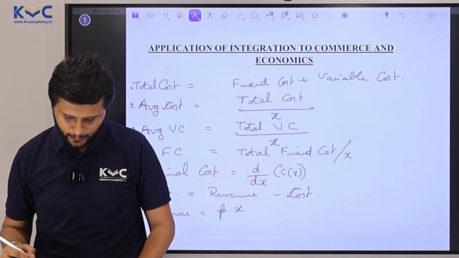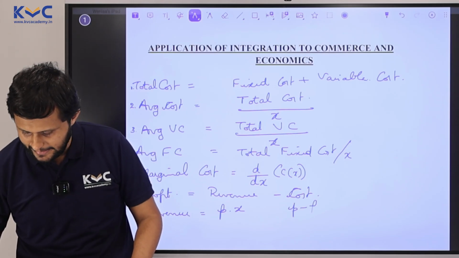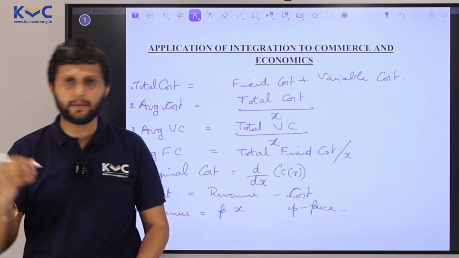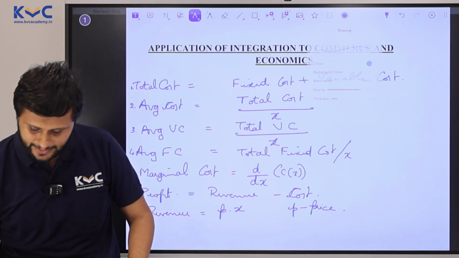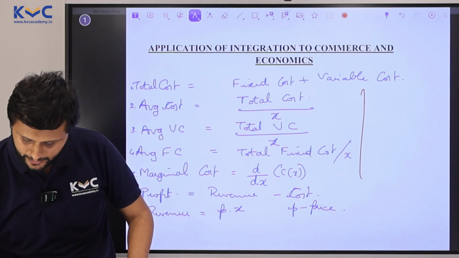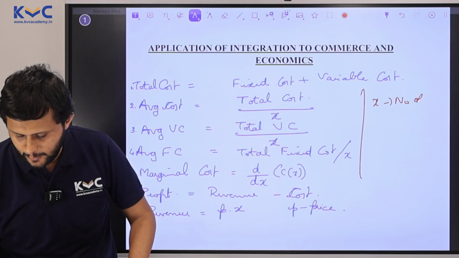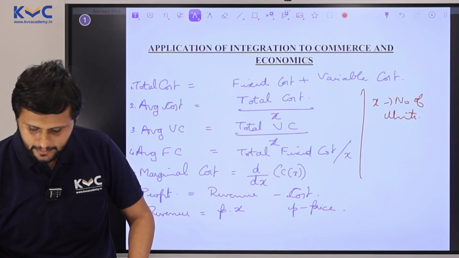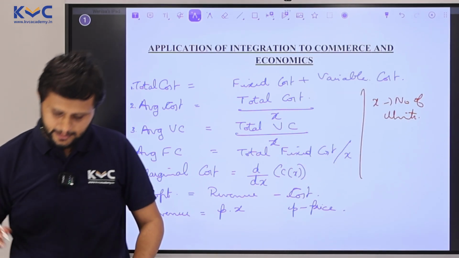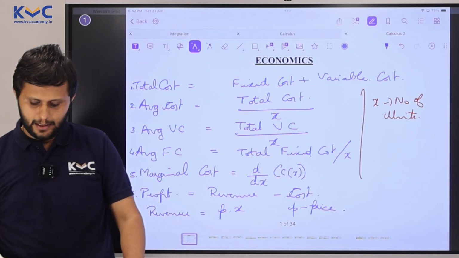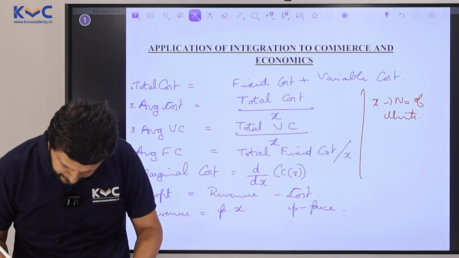Fine. So that's revenue. I will write what P is: P is price. X I have already told you is number of units. That first one I will write, and I'll write in a different color over here. X refers to number of units. 7 done. Now we'll go to the 8th one.